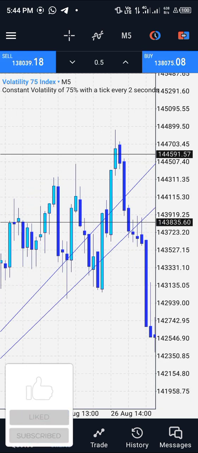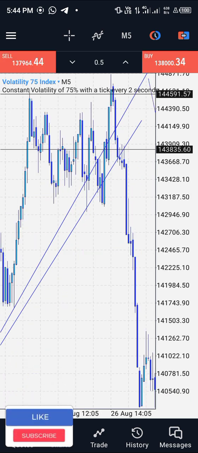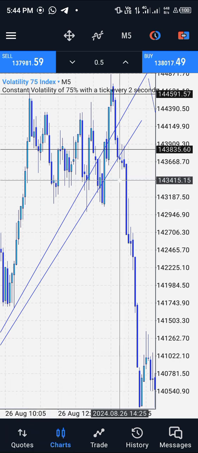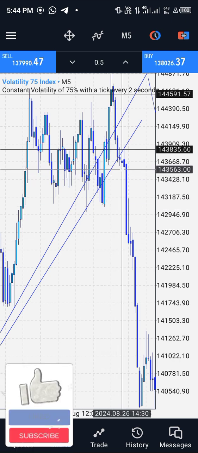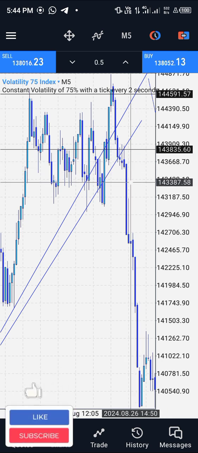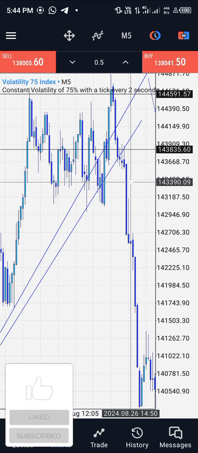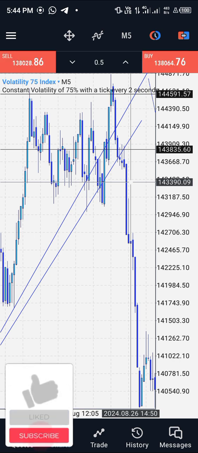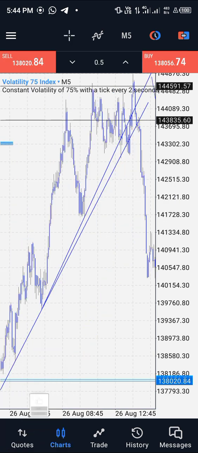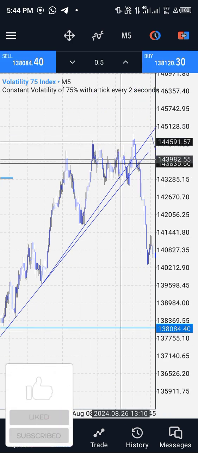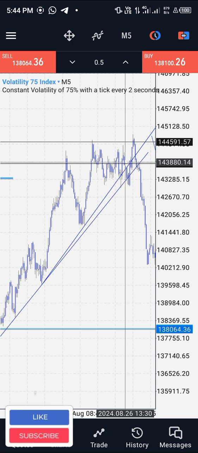It did break below it. It broke below this trendline. We would have taken a setup here. And after taking that setup, what did the market do? After taking the setup, we would have placed our stop loss above this particular high. We would have placed our stop loss above the recent high that was formed by the market.